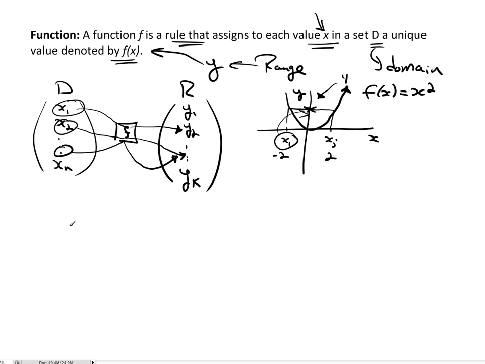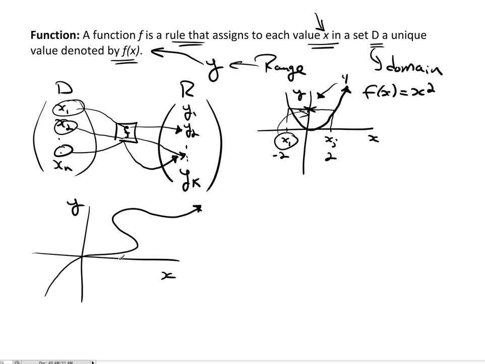Now, if I had a graph that looked perhaps something like this, this is not a function because, see, I have an x right here that goes to this y and this y. It does not go to a unique y.